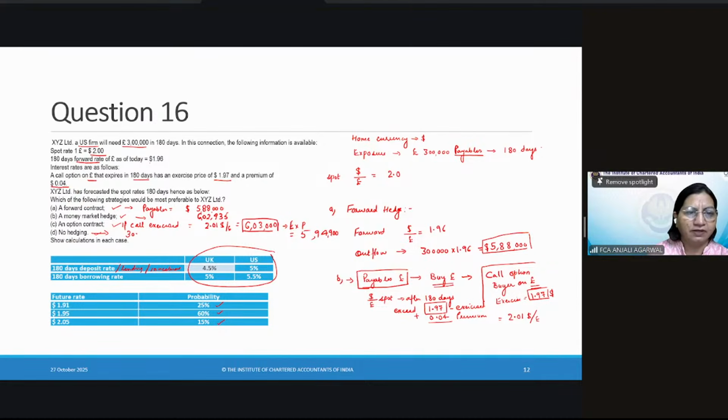Then 300,000 multiplied by 1.9. That comes out to be exactly the forward rate. So if you use the 1.955 here, then mentioning that you are using calculations till three decimal points, the outflow would be 586,500.